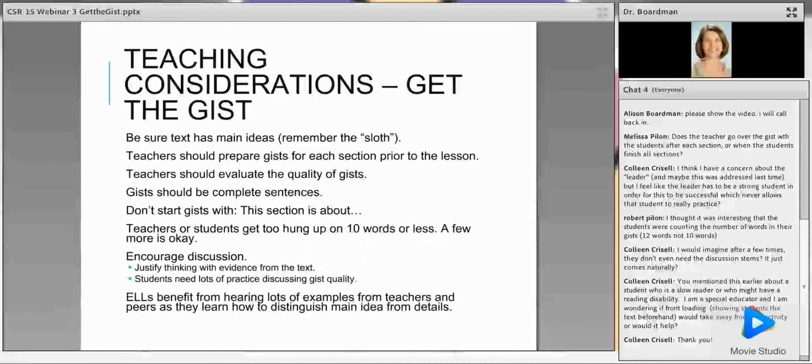So, as I said, be sure the text has main ideas. You need to evaluate the quality of gists. This is not a time for anything goes. Those gists should be in complete sentences. And we talked about the 10 words, that it can be a little bit more. We want discussion. We want kids to justify their thinking with evidence from the text. We want kids to have lots of practice and to see themselves improving and to talk about what it is that they're doing that's helping them improve. You need a lot of examples, and kids do need help distinguishing main idea from details. That does not come naturally for everybody.